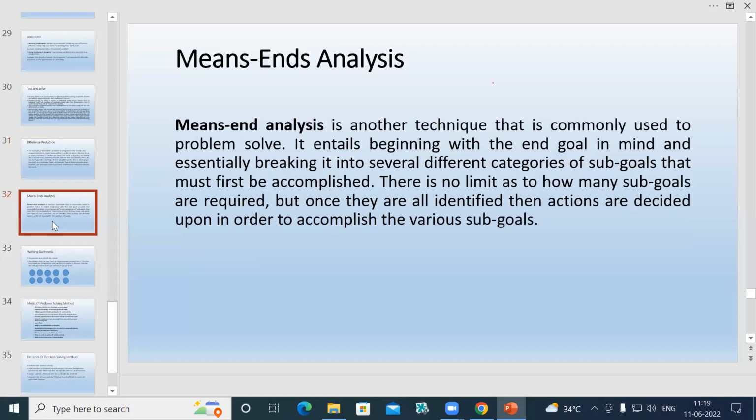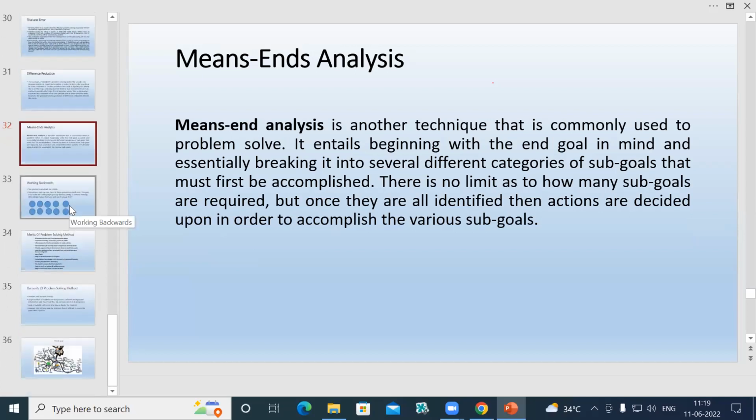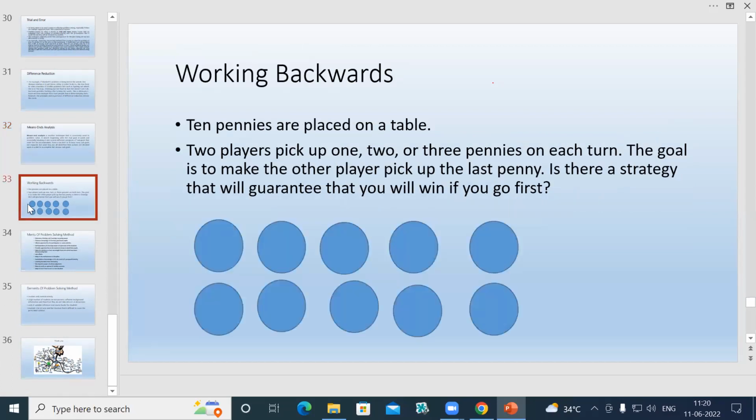Next slide, please. Now, means-end analysis is a technique which I have told you is commonly used to solve problems. It entails beginning with the end goal in mind and breaking it into several different categories of subgoals that must first be accomplished. There is no limit as to how many subgoals are required, but once they are all identified, then actions are decided upon in order to achieve the various subgoals. So this is the means, the initial state and the goal which you have.